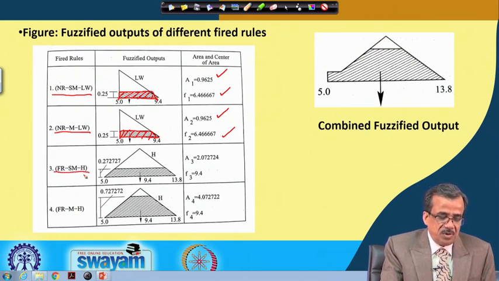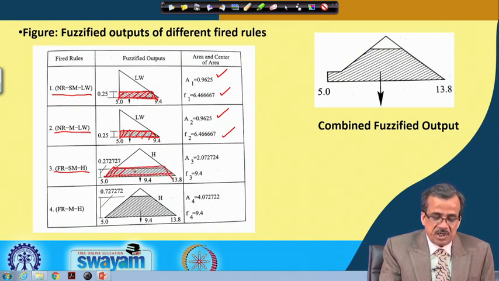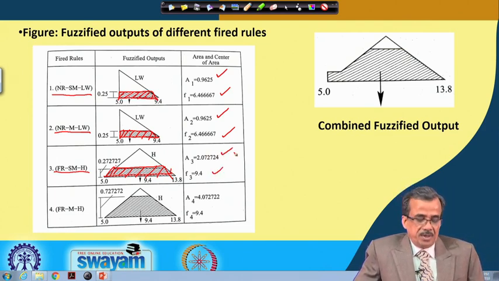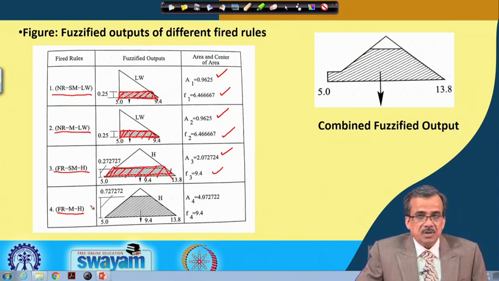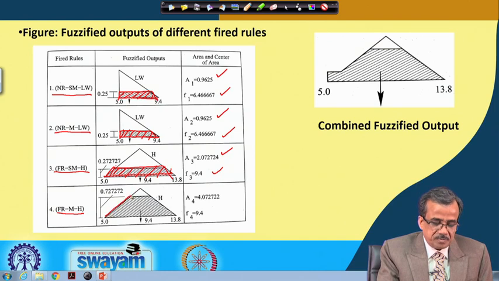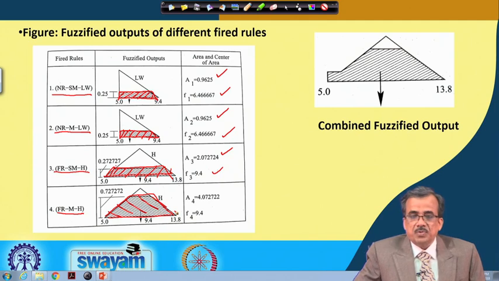Then the third fired rule: if I1 is far and I2 is small, then the output is high. So, I will be getting something like this as the fuzzified output, the shaded portion. I can find out its area and center of area. Similarly, the fourth fired rule: if I1 is far and I2 is medium, the output is high. So, we can find out what should be this particular fuzzified output.